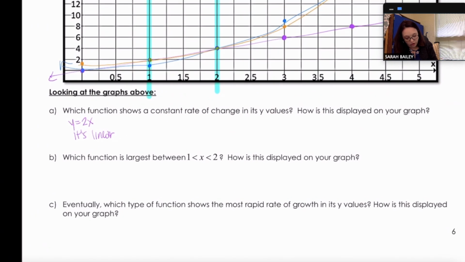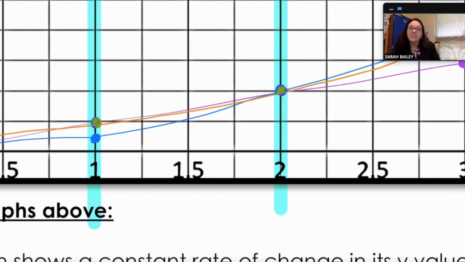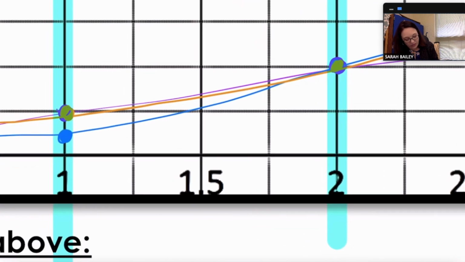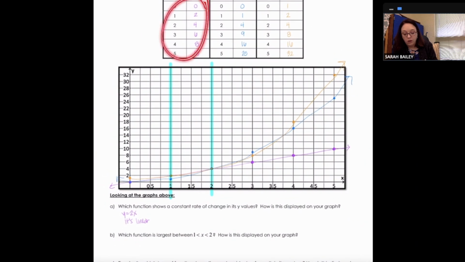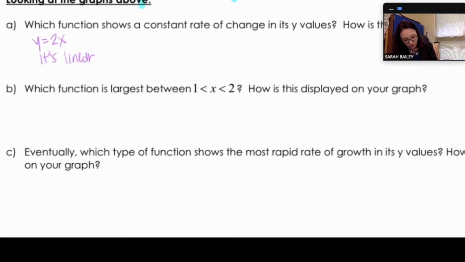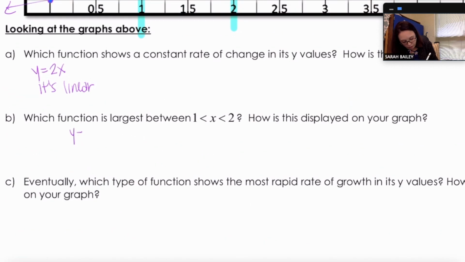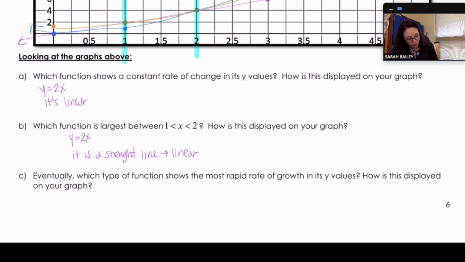And my question is, which function is largest? So in this case, which one is the highest up? So it's very faint, but it looks like it's my purple line right here. My purple line is the largest, okay? And it's a straight, that's the linear one. That's this one right here, which is a straight line. Which function is largest? And so that was y equals 2x. It is a straight line, aka linear.